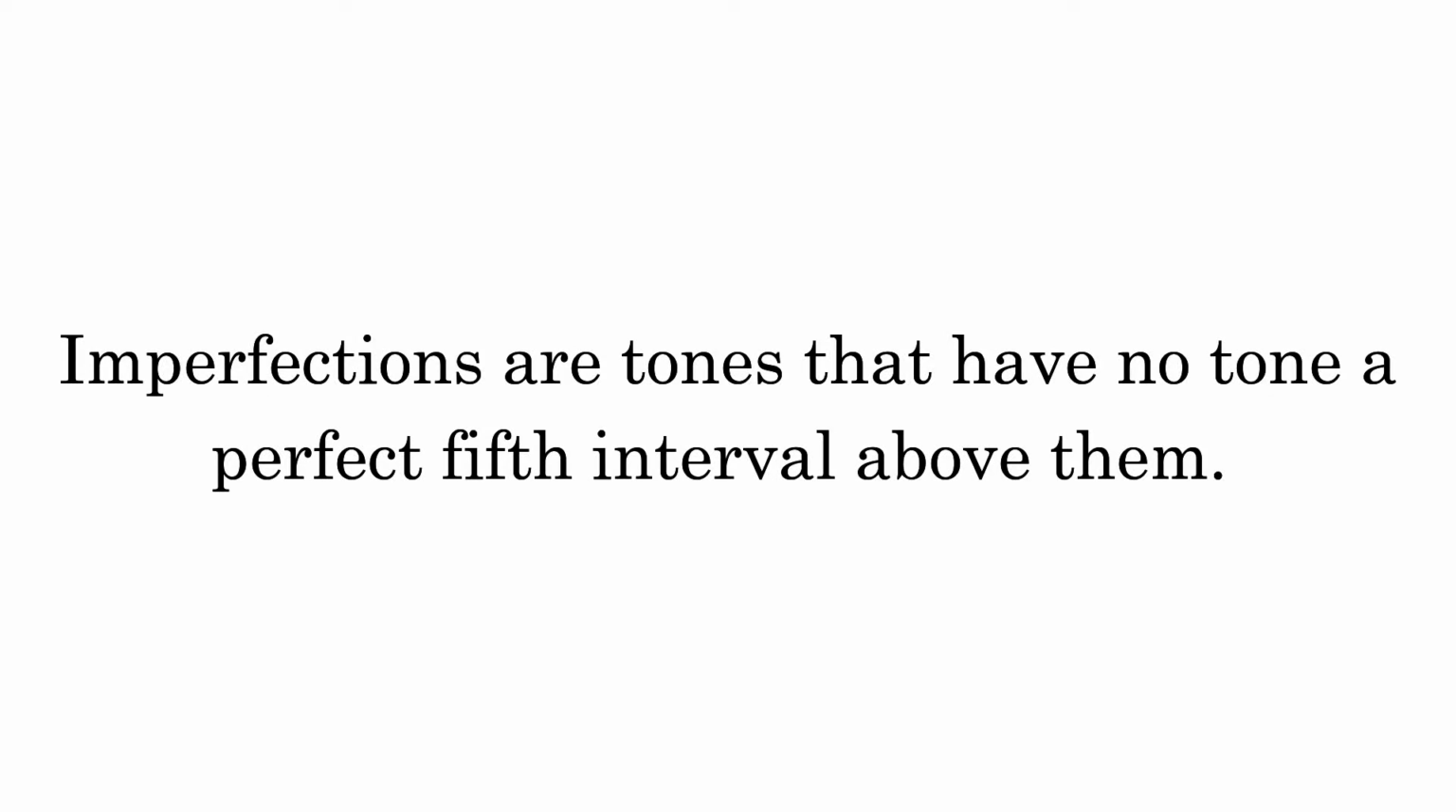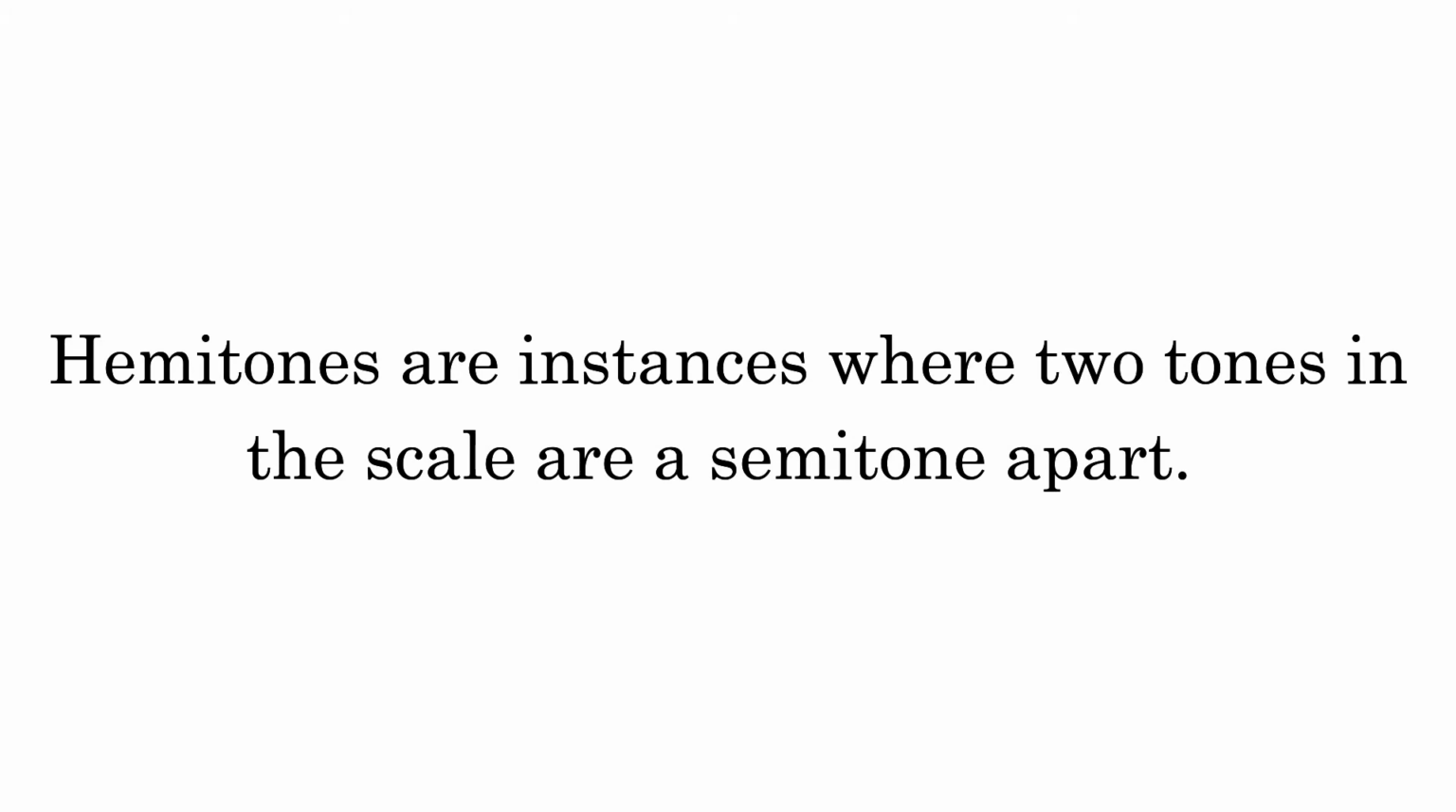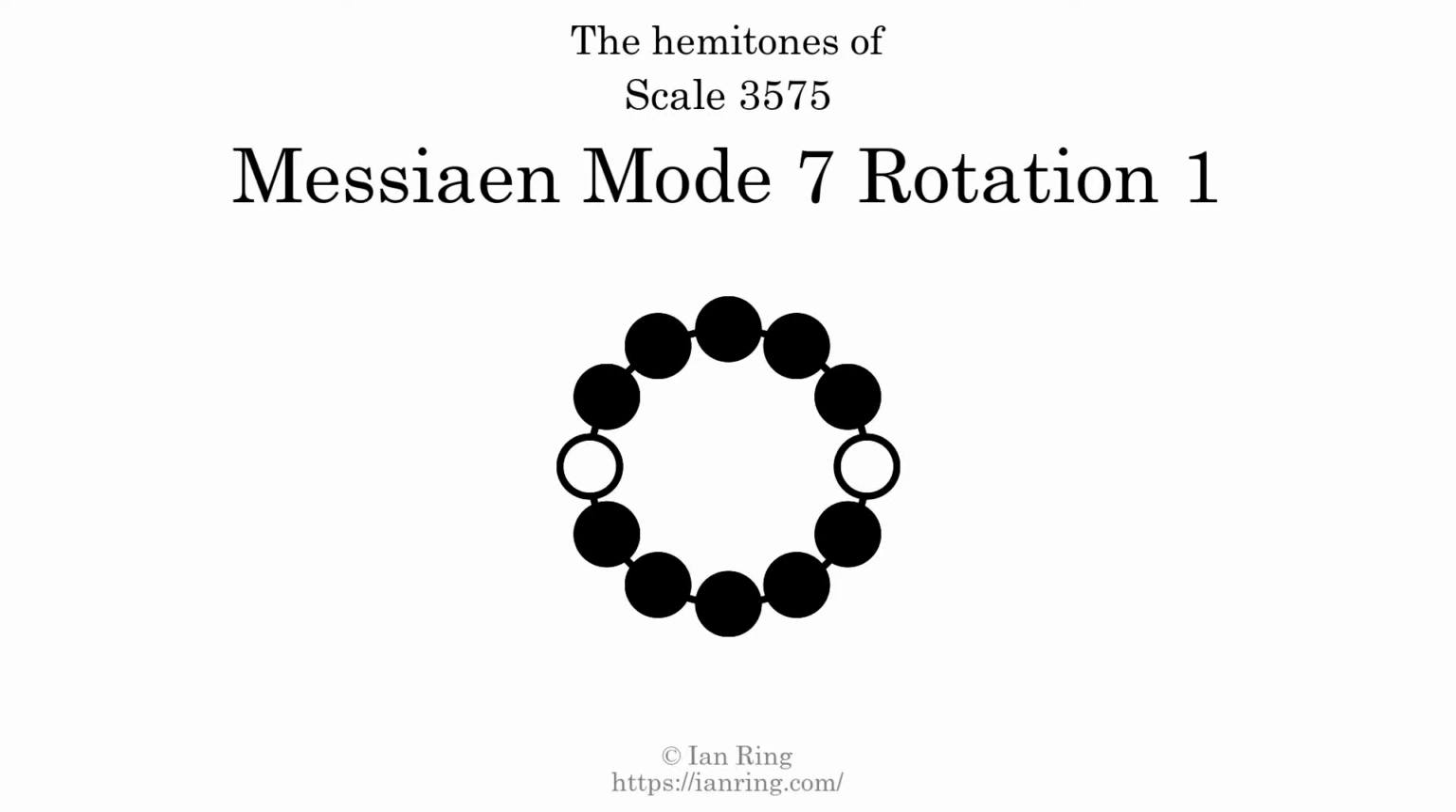Imperfections are tones that have no tone or perfect fifth interval above them. This scale has 2 imperfections. They are at positions here and here. Hemitones are instances where 2 tones in the scale are a semitone apart. This scale has 8 hemitones. They are at positions here, here, here, here, here, here, here, and here.